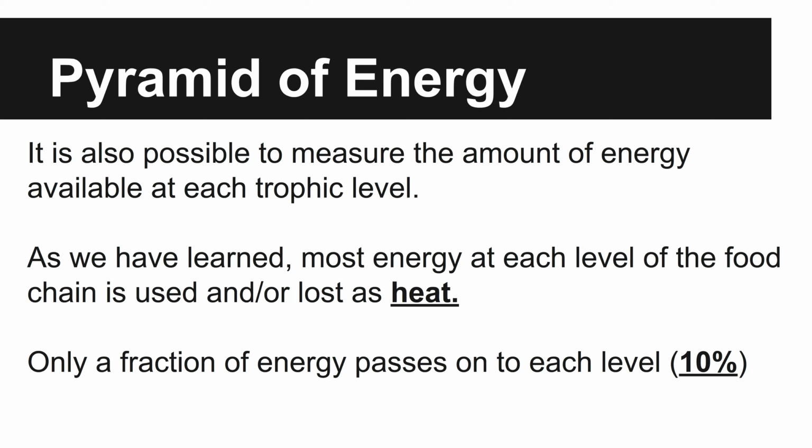Okay, and the last type of ecological pyramid is the pyramid of energy. It also is possible to measure the amount of energy available at each trophic level. So as we have learned, most energy at each level of the food chain is used and or is lost as heat. Okay, only a fraction of it passes on to each level. So I talked a bit about that in the last set of notes. It's about 10%.